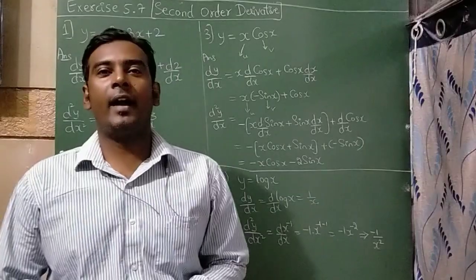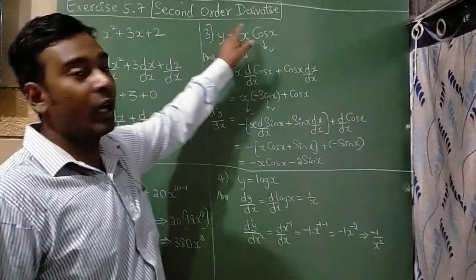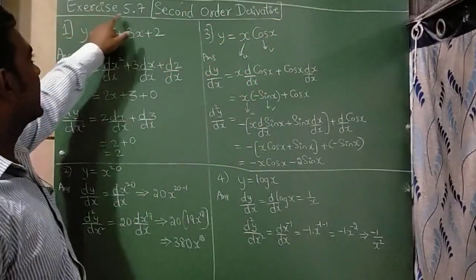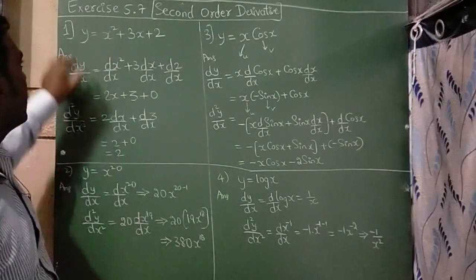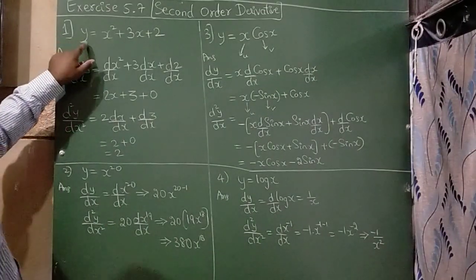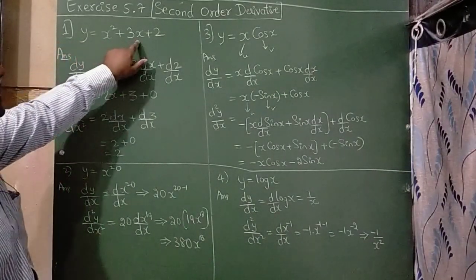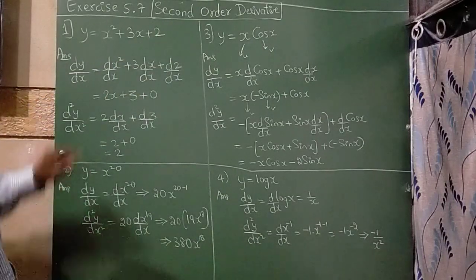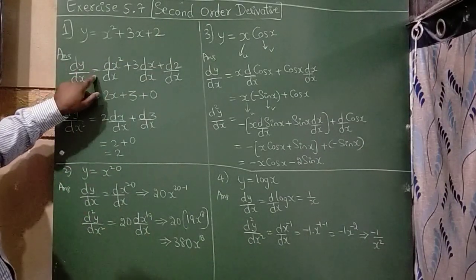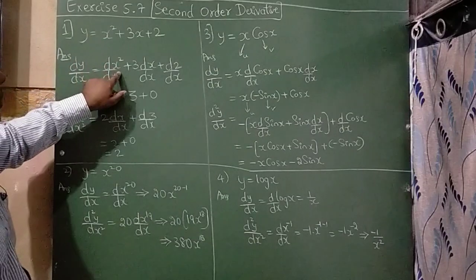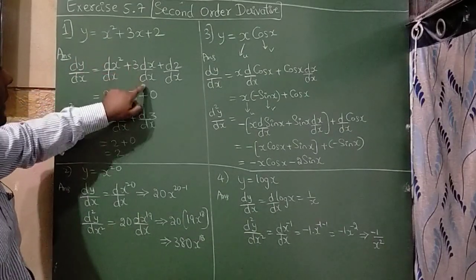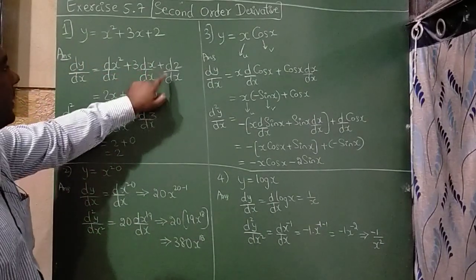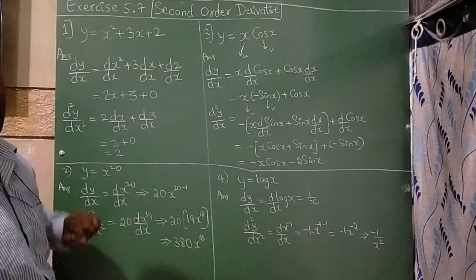Hello everyone, today I am going to teach second order derivative, that is exercise 5.7. So let's start. The question number 1 is y is equal to x square plus 3x plus 2. So here d by dx of y is equal to d by dx of x square plus 3 outside d by dx of x plus d by dx of 2 because there is no variable here.